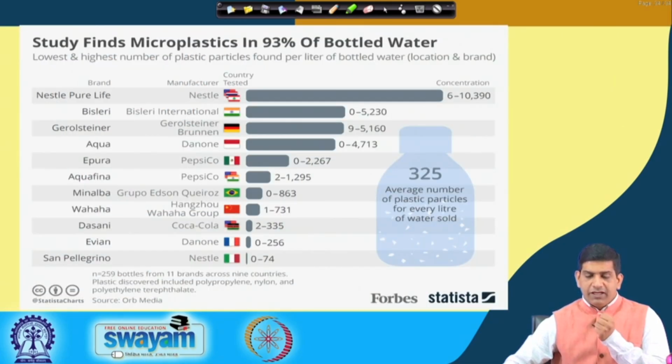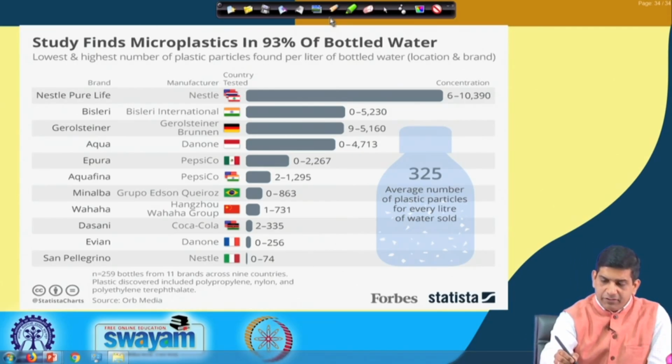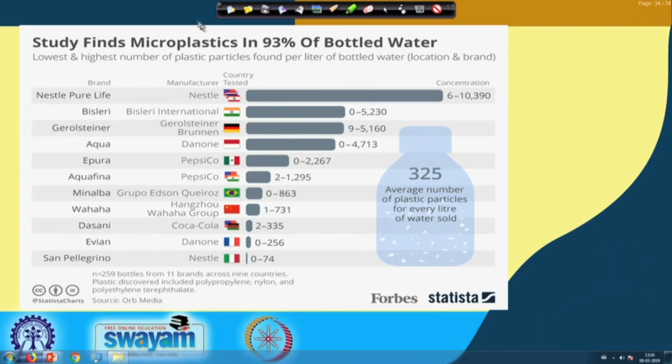There was also another study. The study finds that 93% of bottled water has microplastics. So, 93% of the bottled water had microplastics, which you see is showing up in the water bottles.